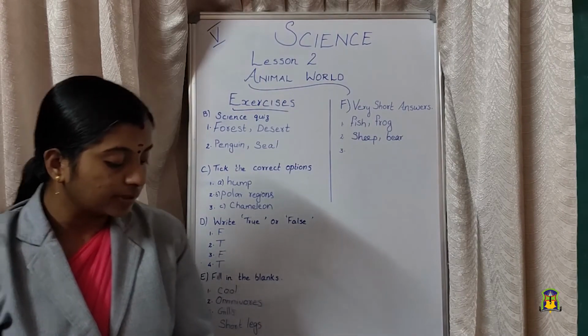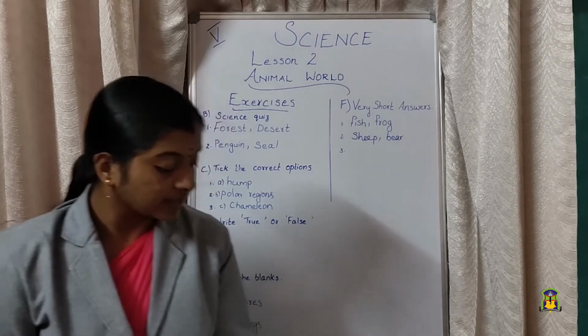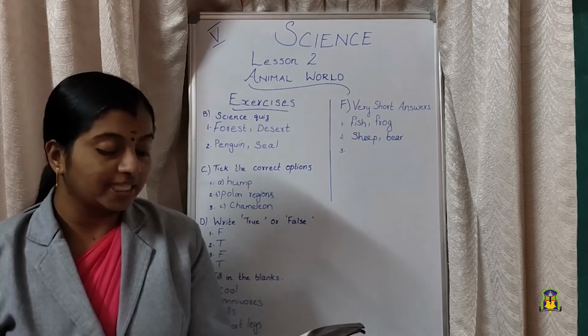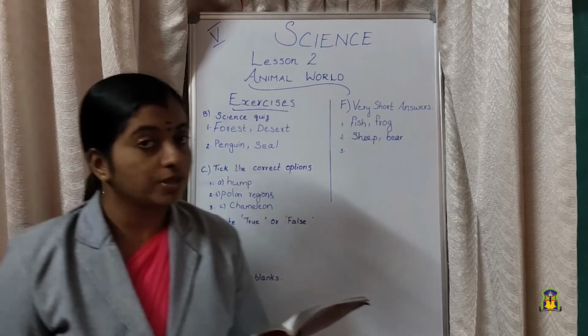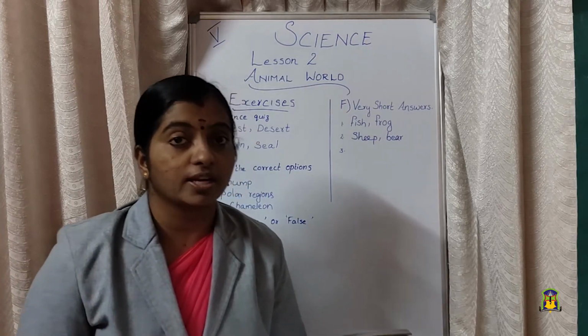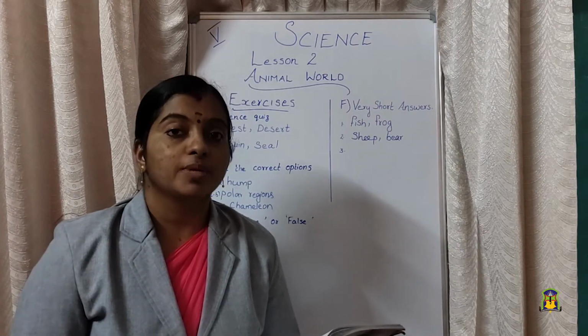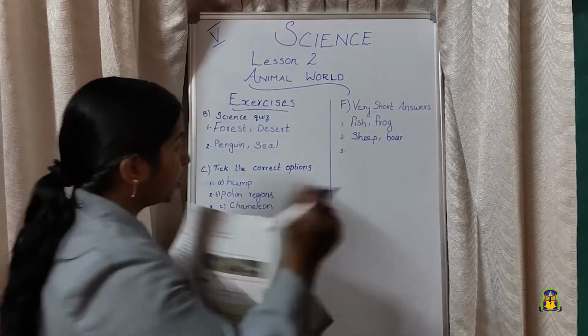Now, the last question of the very short answer questions. Name the organ for breathing in insects. Which are the organs of breathing in insects? Do you remember? We have studied about the breathing organ of cockroach. Which is the breathing organ? It is spiracles.